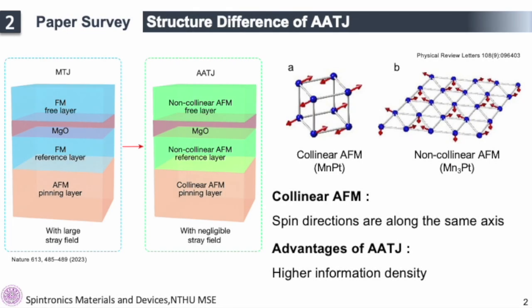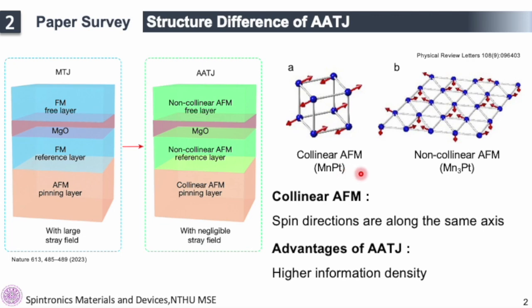Let's look at this picture. This is the structure of a common MTJ. From bottom to top is antiferromagnet, ferromagnet, tunneling layer, and ferromagnet. As for the AATJ, its structure consists of collinear and non-collinear antiferromagnet. And what is the difference between collinear and non-collinear antiferromagnet? It depends on how its spins align.